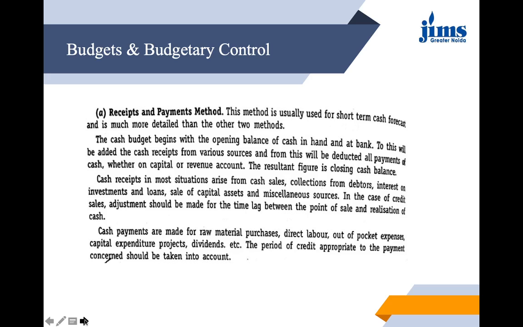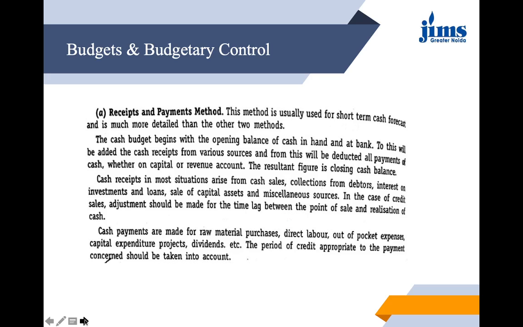Cash budget begins with the opening balance of cash in hand and at bank. To this, we add all the cash receipts from various sources, and from this we subtract, or you can say deduct, all the payments of cash, whether on capital and revenue account. The resultant figure is the closing cash balance. Cash receipts here can refer to anything through which we are able to receive cash, like cash sales or collections from debtors, interest on investments and loans, sale of capital assets, miscellaneous sources.